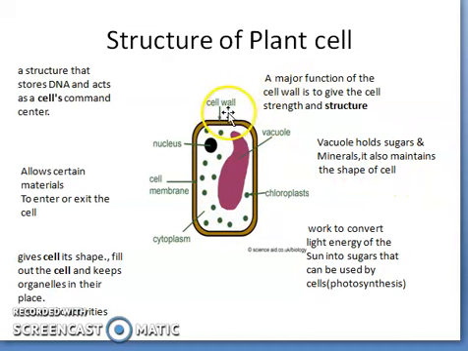The last one is the cell wall. A major function of the cell wall is to give the cell strength and structure. Whenever we build a thing, we need a boundary to give it strength. So here, the cell wall performs the function of giving strength to the plant cell. So that was all about the plant cell.